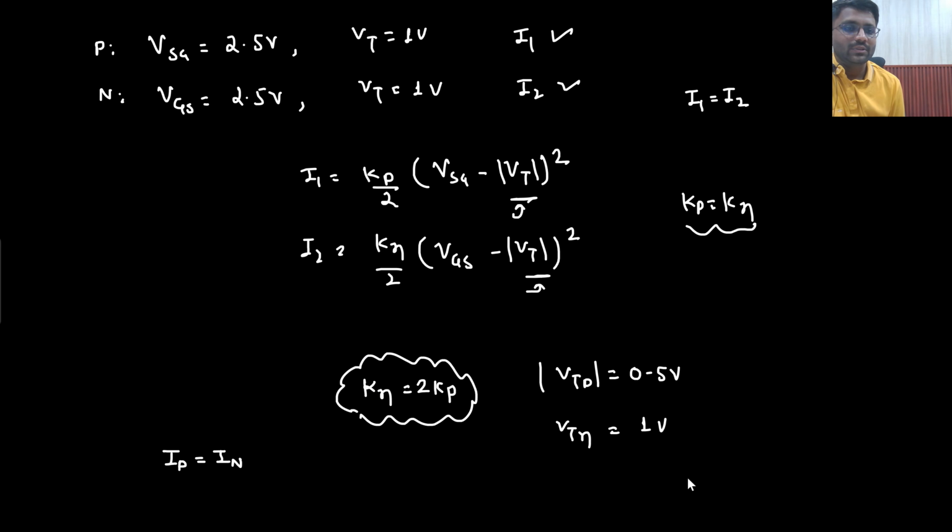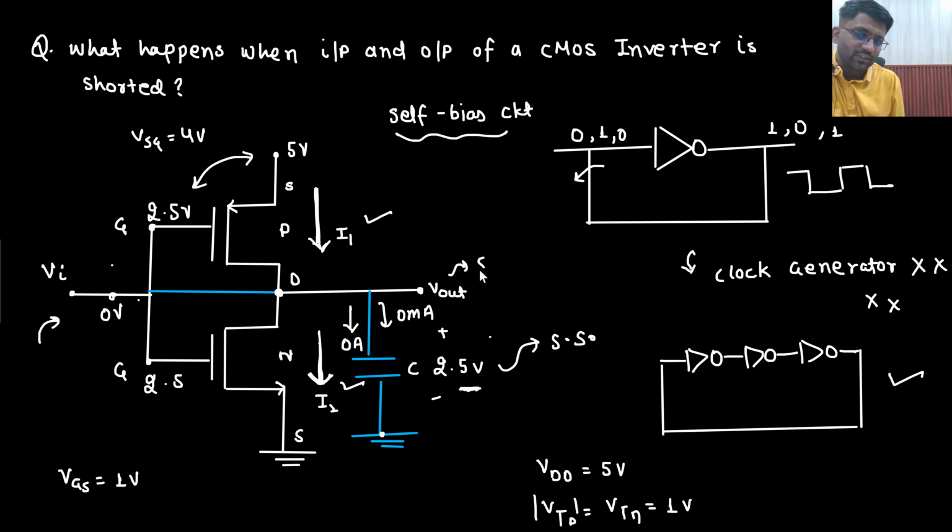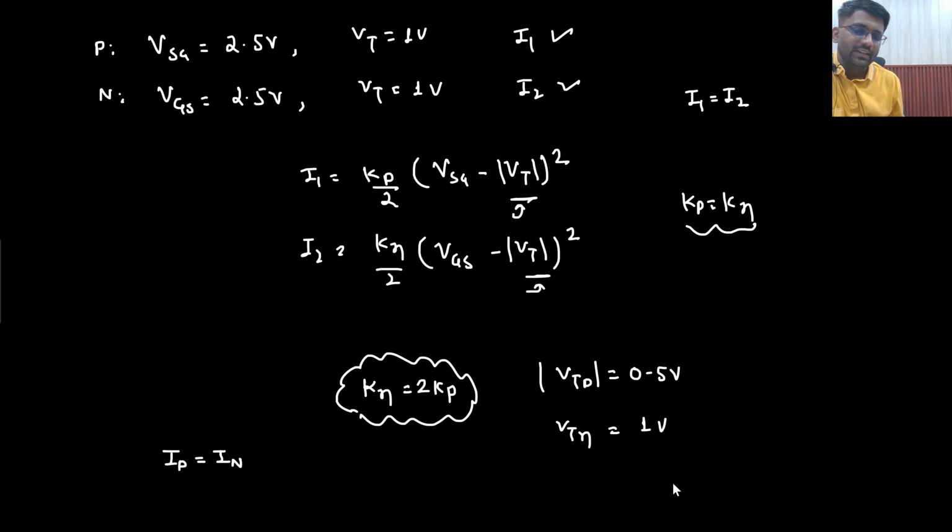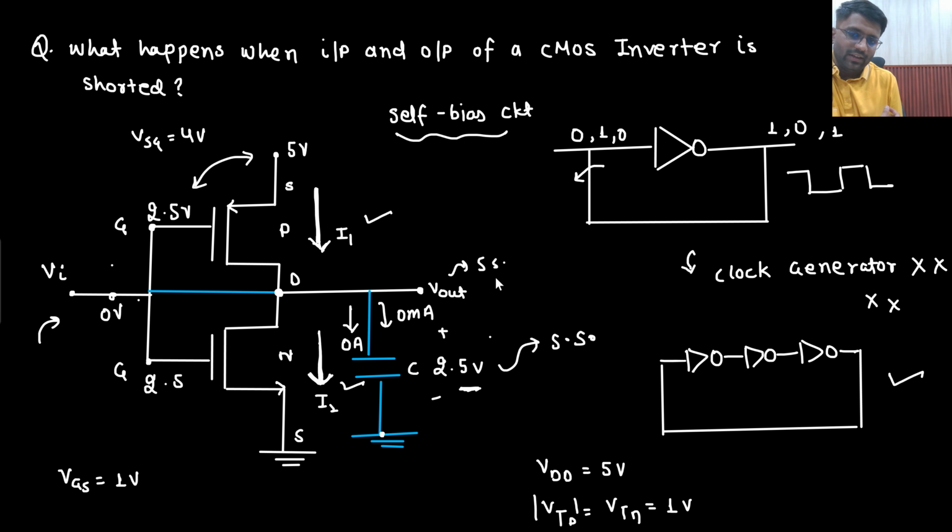What is the current in the PMOS? We need to find out the steady state voltage V0. Let's say the steady state voltage V0 is nothing but Vx. So both of the currents I need to make the same. So Kp by 2 times Vsg. What is Vsg? VDD minus this Vx voltage. Vx voltage I need to find out.